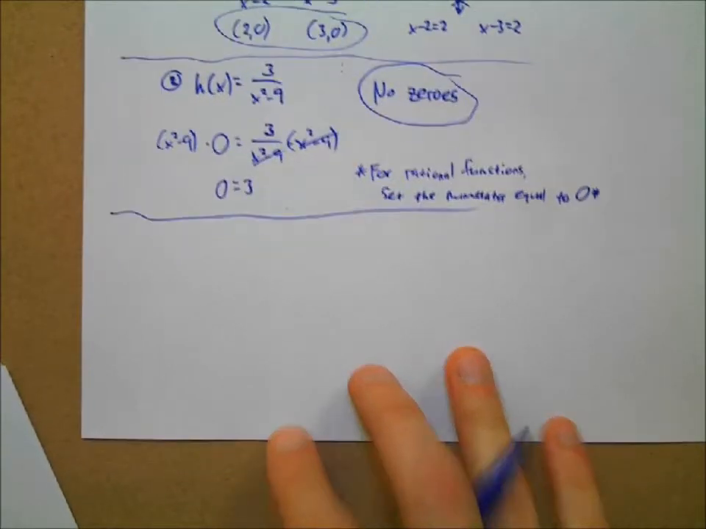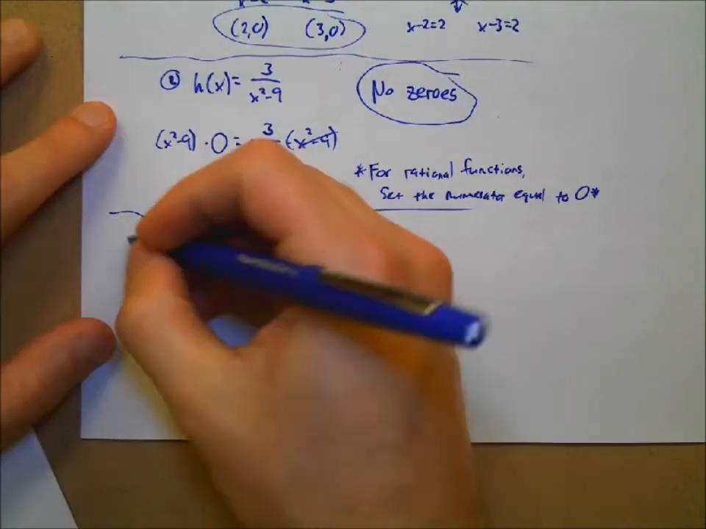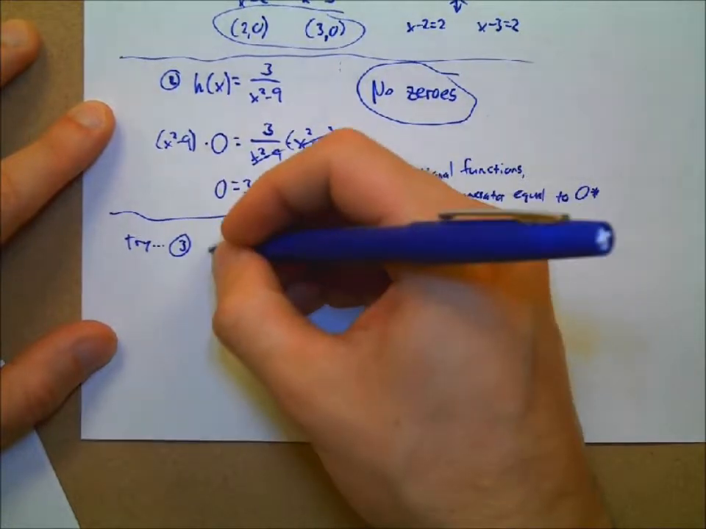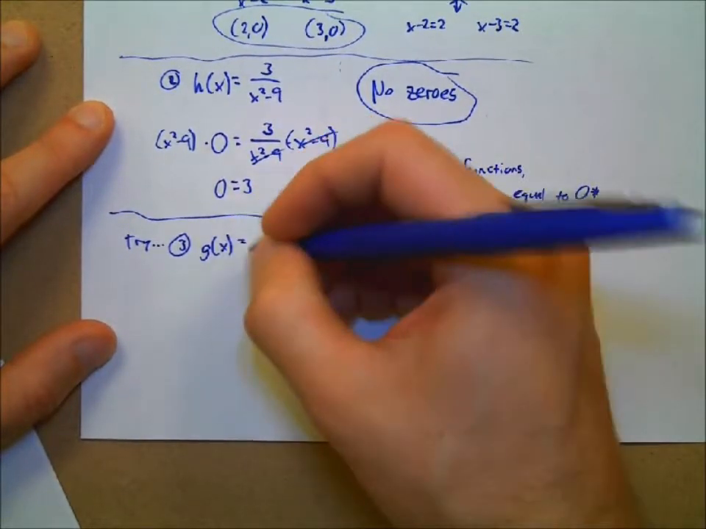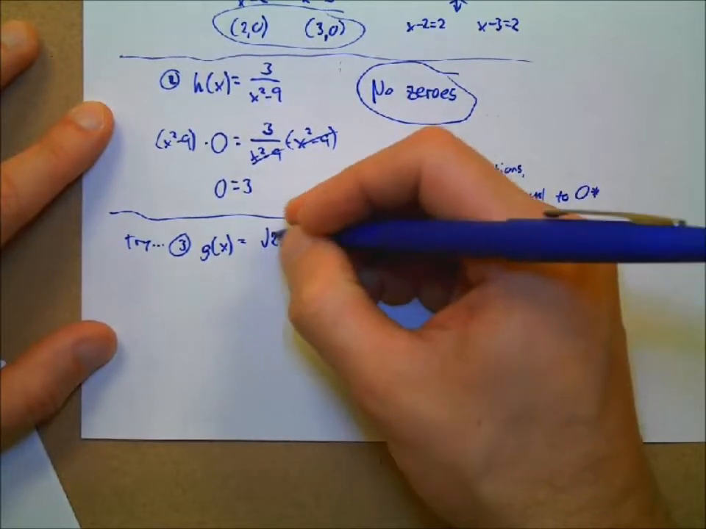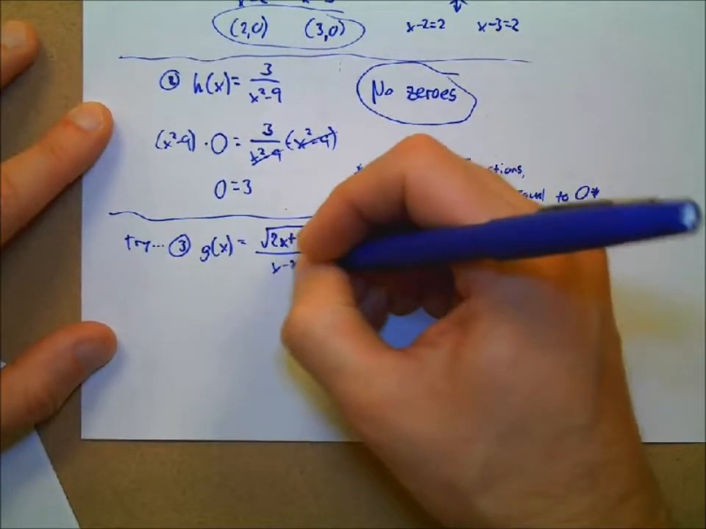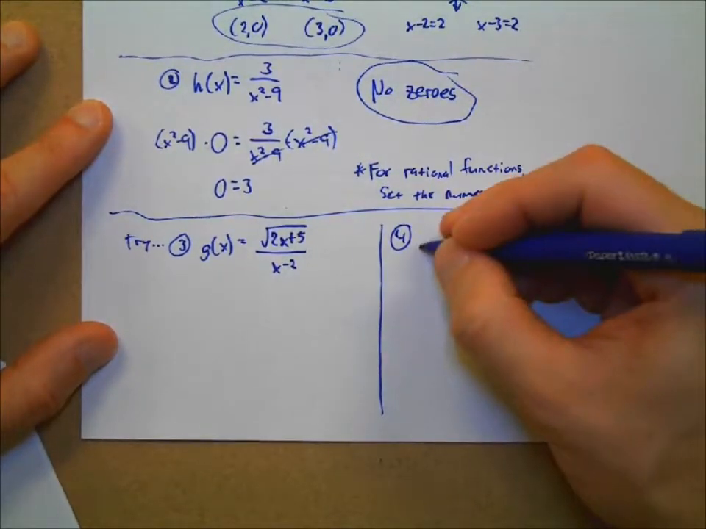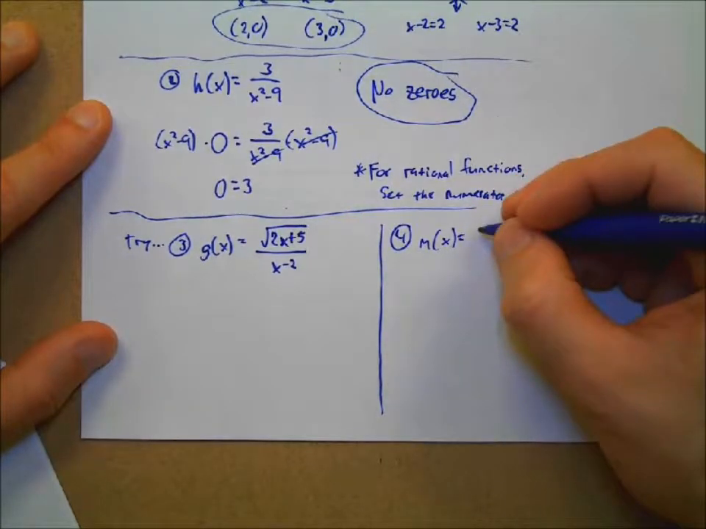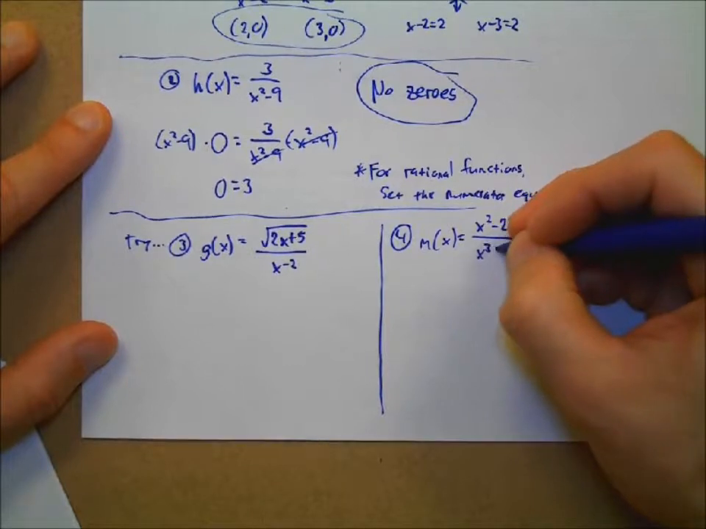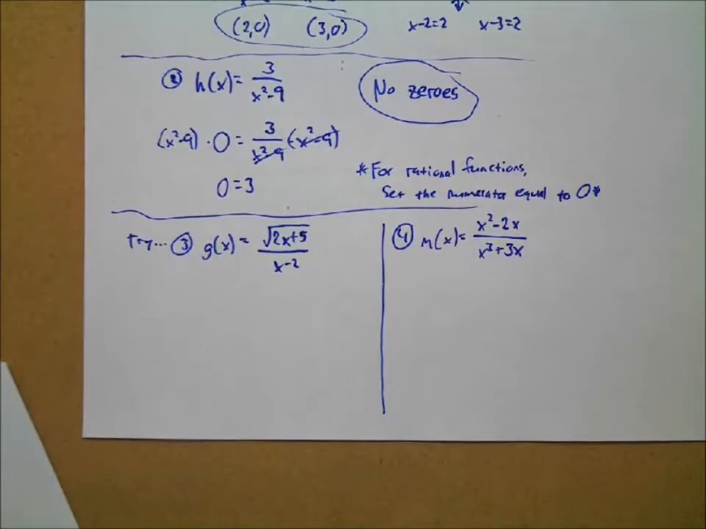Okay. So here's 2 for you to try. G of x equals the square root of the quantity 2x plus 5 over x minus 2. And m of x equals x squared minus 2x over x cubed plus 3x. Okay? So find the zeros for both of those, please. Or the roots, if you like.